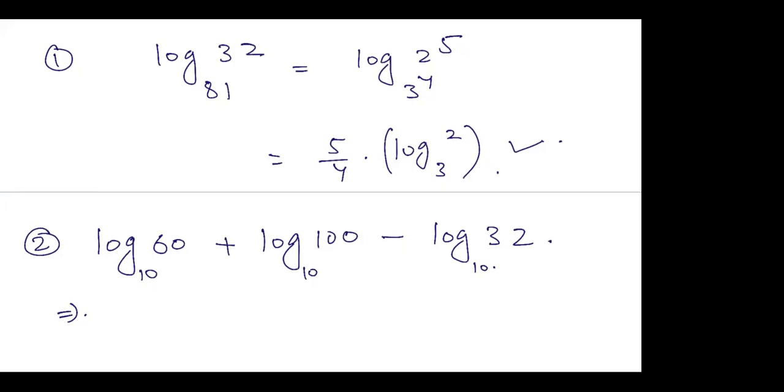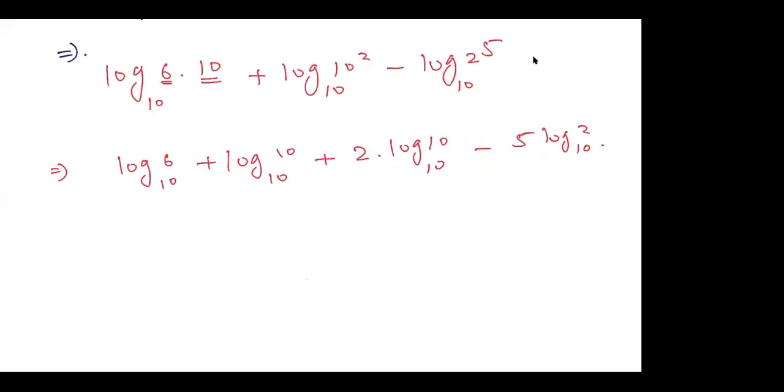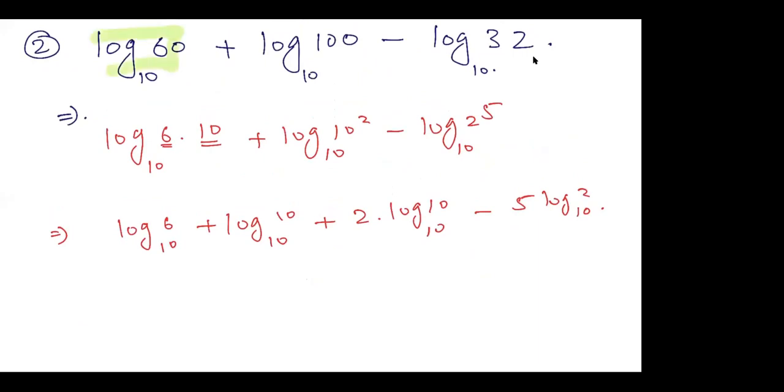Right? So what you are getting? Just a minute, you will be able to see. Just go through these two lines. Are you able to see? First, what we are doing, we are writing this log 60 as 6 into 10 with the same base 10. Log 100 is nothing but 10 square. Log 32 is 2 to the power 5.